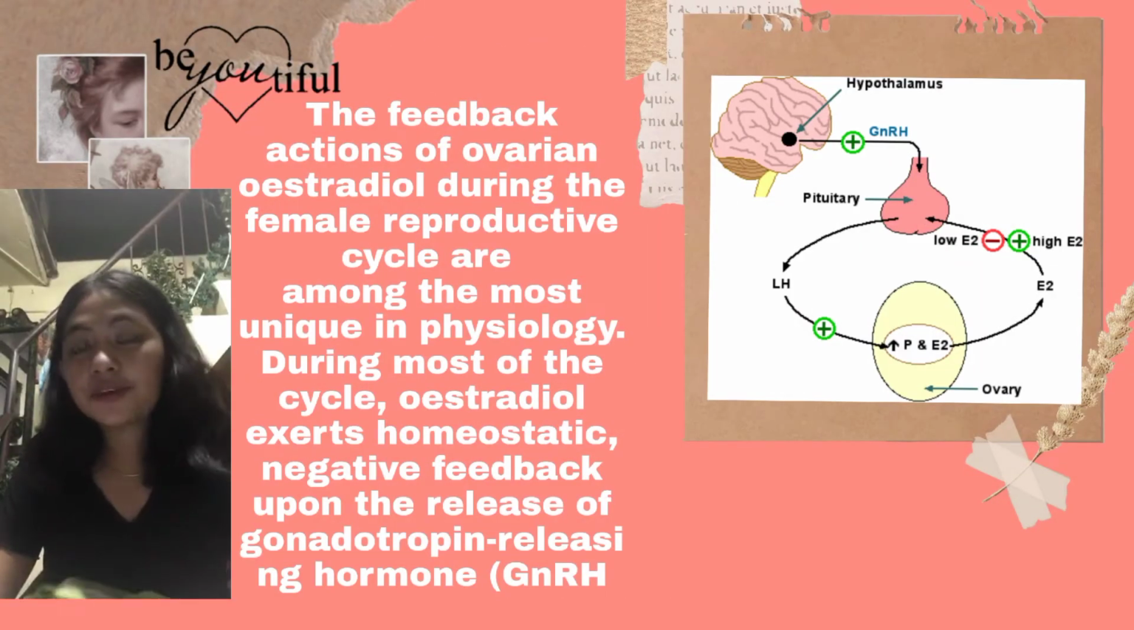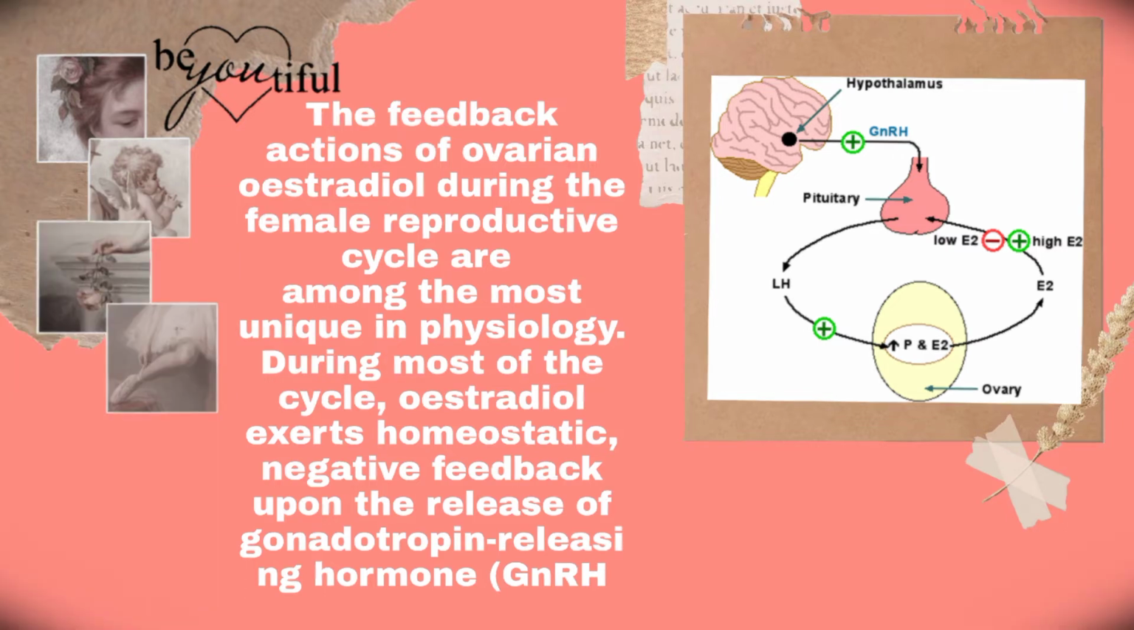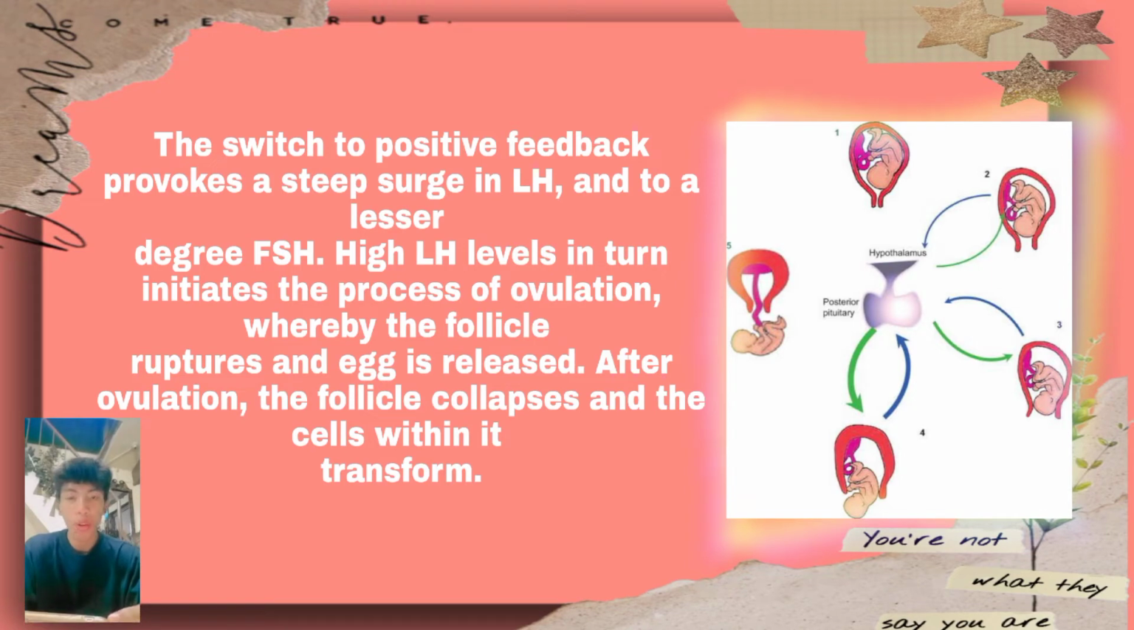The feedback actions of ovarian estradiol during the female reproductive cycle are among the most unique in physiology. During most of the cycle, estradiol exerts a homeostatic, negative feedback upon the release of gonadotropin-releasing hormone. The switch to positive feedback provokes a steep surge in LH and, to a lesser degree, FSH. High LH level in turn initiates the process of ovulation, whereby the follicle ruptures and the egg is released. After ovulation, the follicle collapses and the cells within it transform.